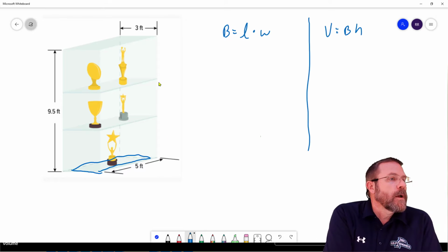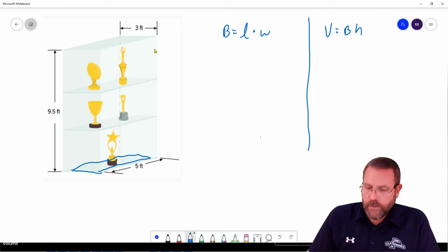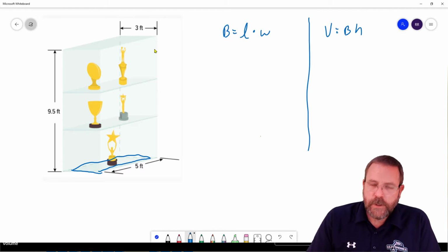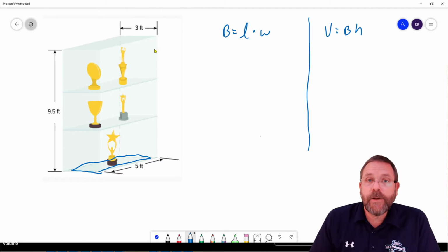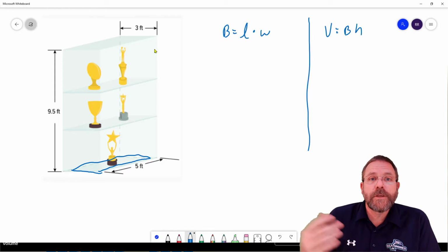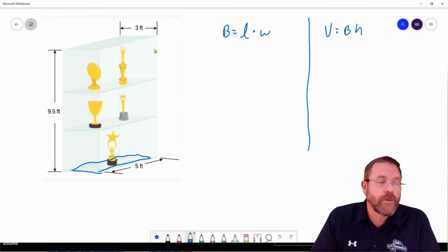From there, I'm going to take, hold on, Siri's giving me issues. Every time I say base area, if I say it too quickly, she thinks I'm saying, hey, yeah, you know.